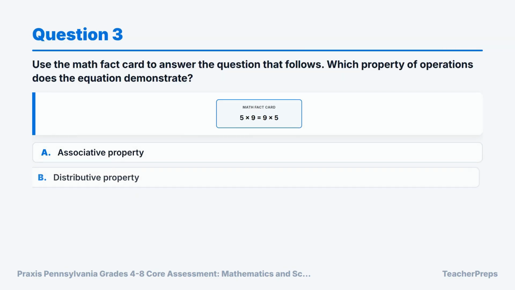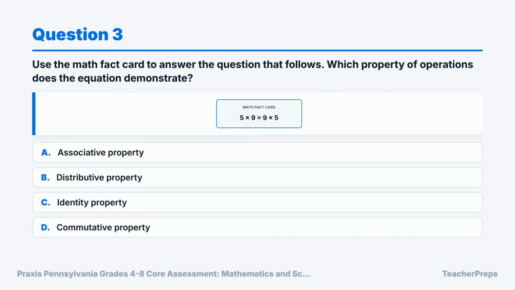Question 3. Use the math fact card to answer the question that follows. Which property of operations does the equation demonstrate? Pause the video and select the best answer.